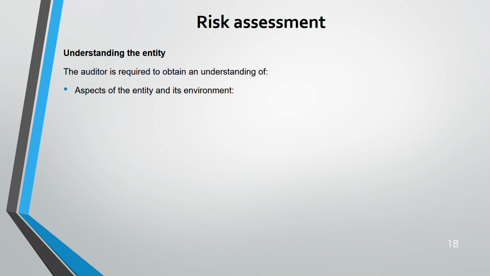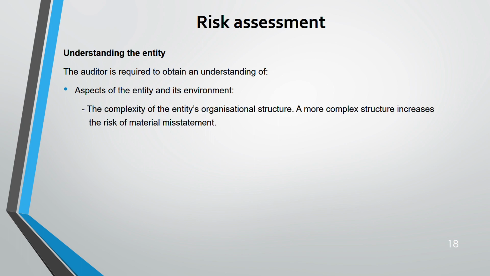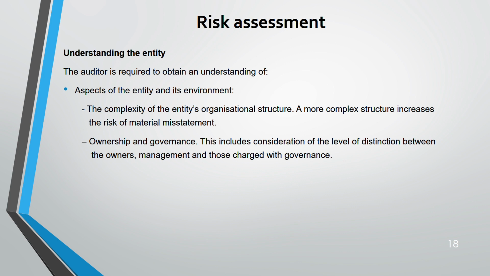Understanding the entity. The auditor is required to obtain an understanding, okay, of this. So, what is this entity? We need to understand the aspects of the entity and its environment. Okay. How complex is the organization structure? Why? Because the more complex the structure is, the higher would be the risk of material misstatement. Next, auditors need to have an understanding of the ownership and the governance. Okay. Who is the owner? Who is the manager? Who are those charged with governance?